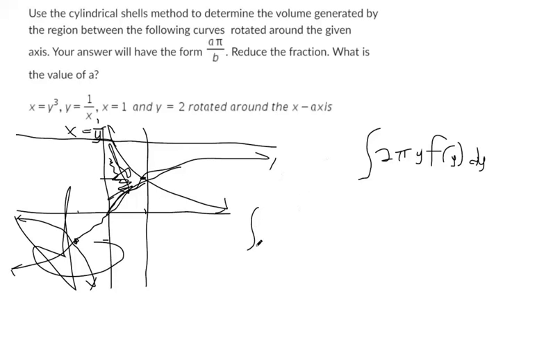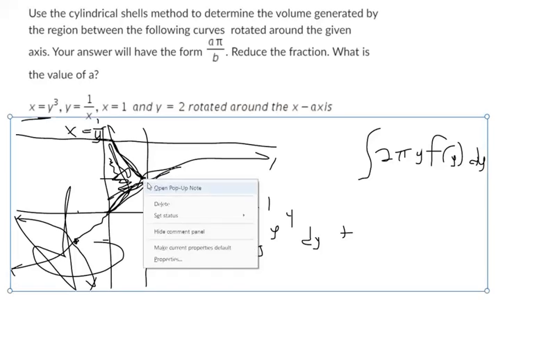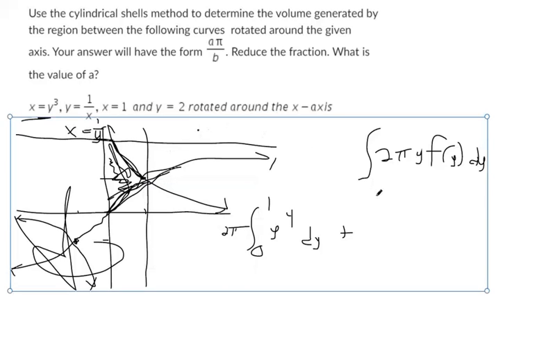That's the integral from 0 to 1, and this is the bound. That would be this function here, x equals y to the third. So it's 2 pi y times y to the third, so it's y to the fourth. And then we need to do it from 1 to 2 using this, because this is now what's dictating the bound of the region with respect to y. So that's the integral from 1 to 2 of 2 pi y times 1 over y dy.